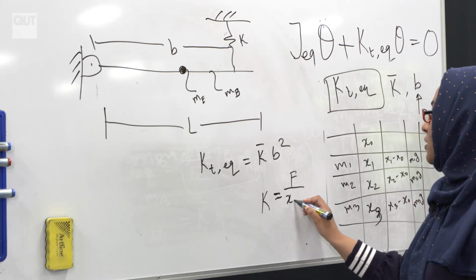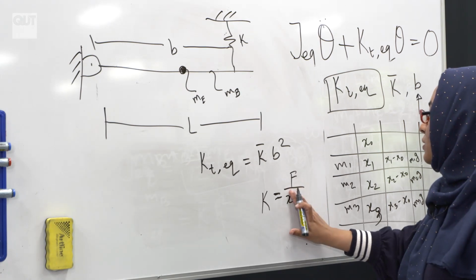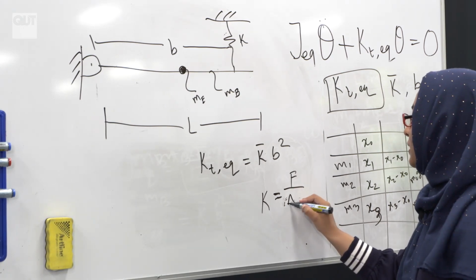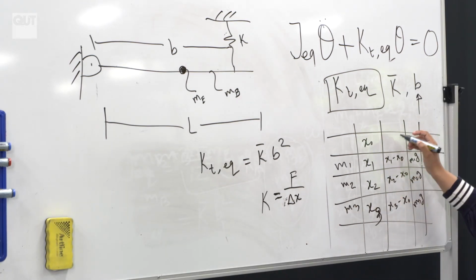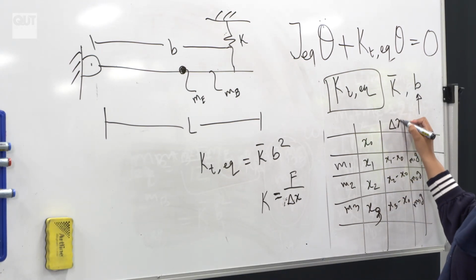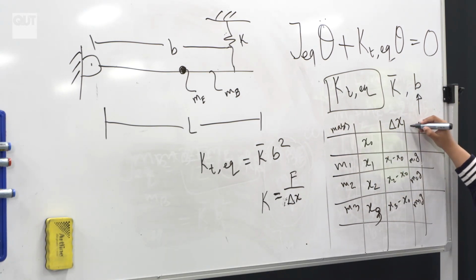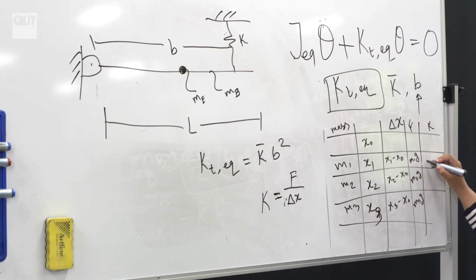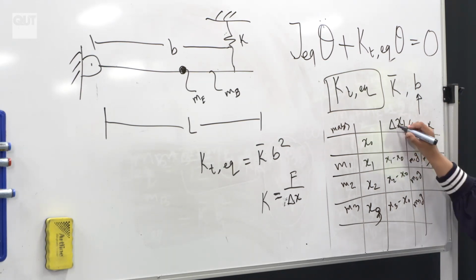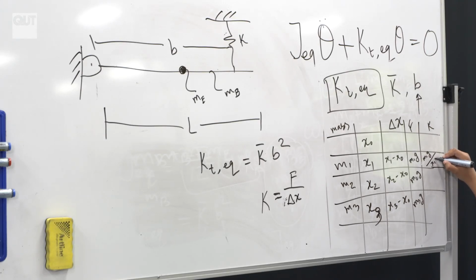Now, from the definition for a linear spring, we know that K equals force divided by the elongation or displacement of the spring, which we can write as del x. This is our del x, this is the mass, and this is our force. So, we can find K for these cases as M1G divided by del x, which is x1 minus x0, and we can do the same for the other 2 cases. Let us just consider K1, K2 and K3.